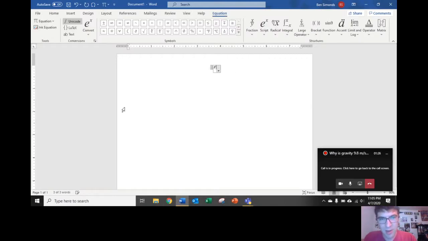There we go. Force of gravity equals G times m sub 1 times m sub 2, and you can see equation editor is turning it into an equation as we go. So it does caret for squared, and boom, it makes it a fraction. So I really like equation editor in Microsoft Word.